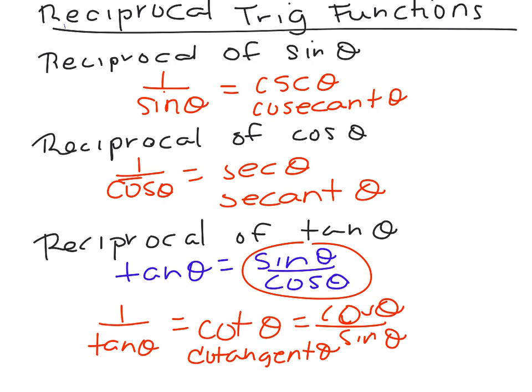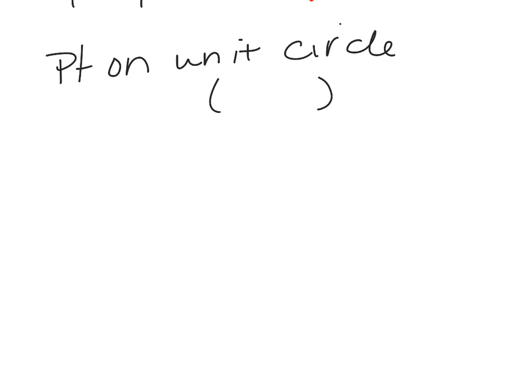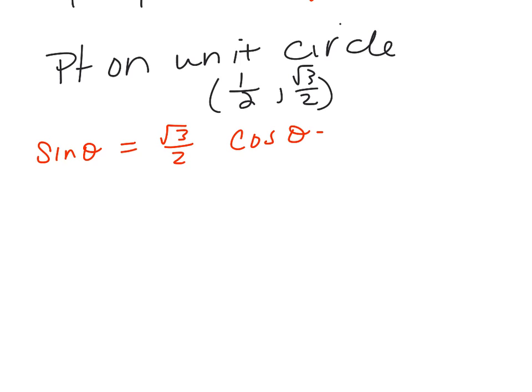Okay, so for instance, let's say I give you a point on the unit circle. And the point on the unit circle is (1/2, square root of 3 over 2). So sine theta, remember sine is your y value, so that's the square root of 3 over 2. Cosine theta is your x value, remember, that's 1/2.